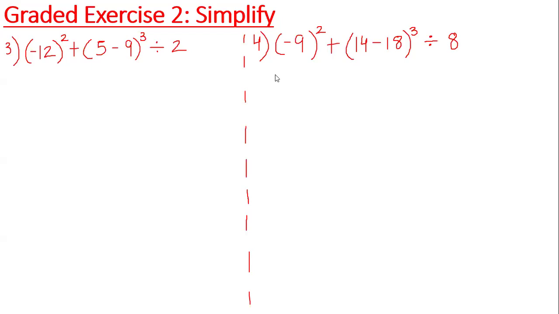Okay, so let's do it. Let's answer these questions. What did y'all say I got for number 1 again? 112. Okay, so 112. Negative 12 squared is what? Negative 12 times negative 12. Open bracket, plus. What is 5 minus 9? It's going to be negative 4. Negative 4 raised to the power of 3, divided by 2.